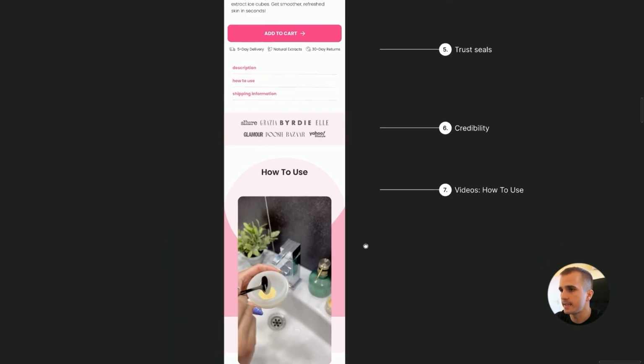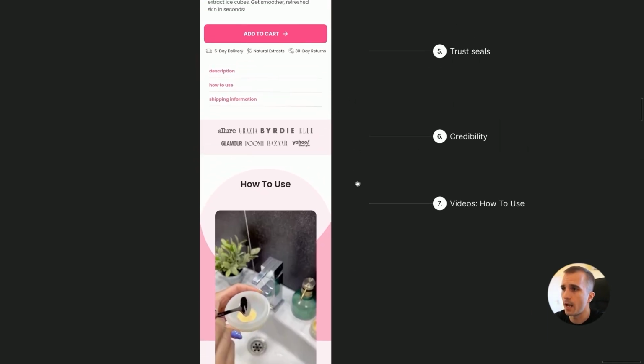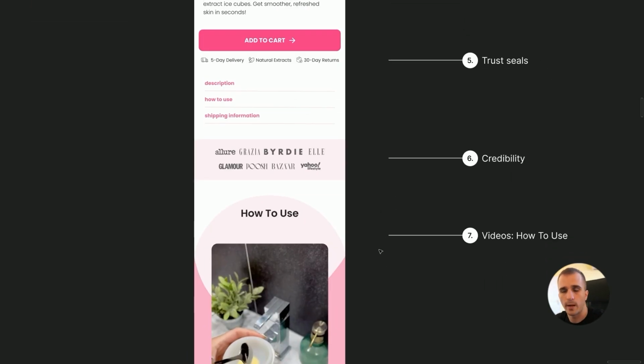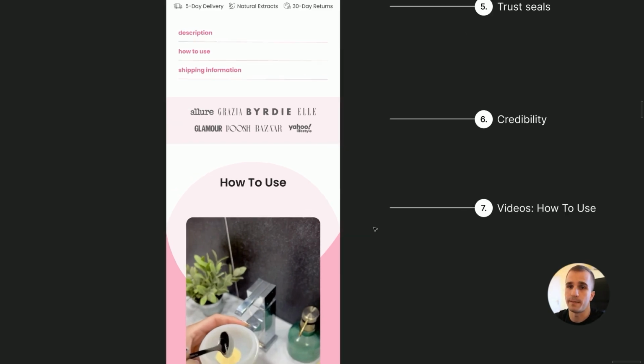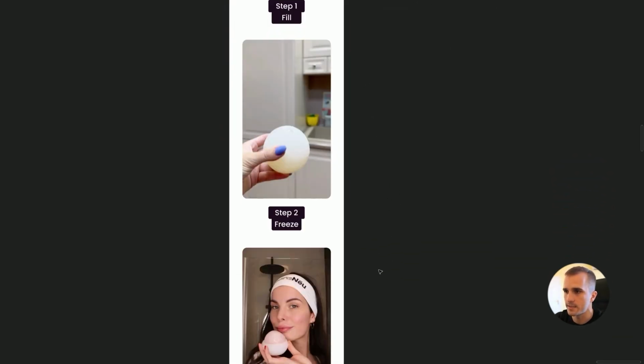So then the next thing that we have here, we have videos on how to use, because they have been getting a lot of questions on how to use this product, and we have taken that into account. We have reviewed their customer support tickets and stuff. They have even asked how to use this product before buying it. So for that reason, it means that it's something that's important to these customers. So for that reason, the best way to communicate how to use it is through videos.